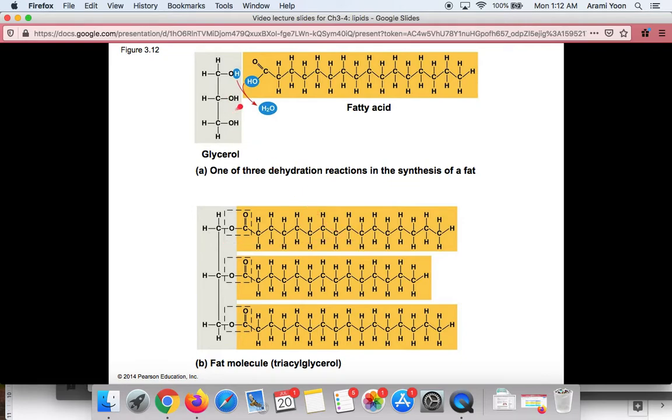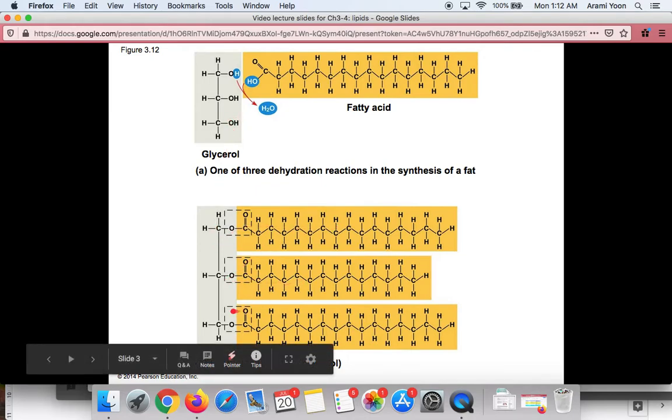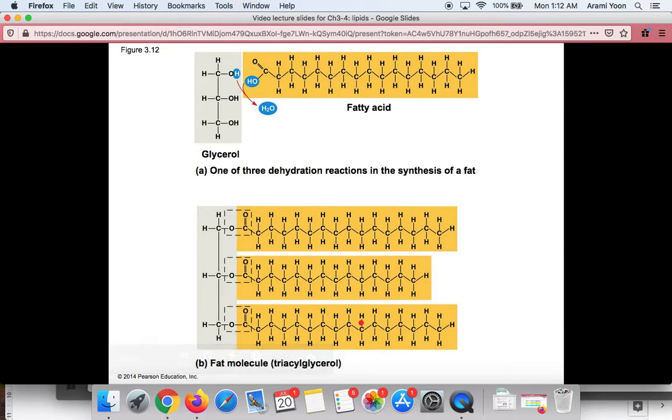And because the glycerol molecule has 3 total hydroxyls, it can actually form ester linkages with 3 fatty acid chains. And when that happens, we call this a triacylglycerol or a triglyceride. When we're talking about fats, the triglyceride is essentially kind of the monomer of a fat.